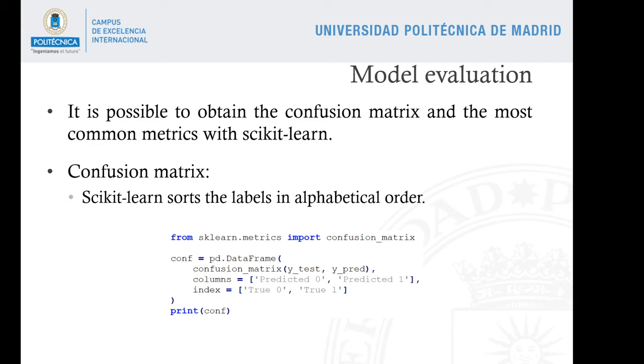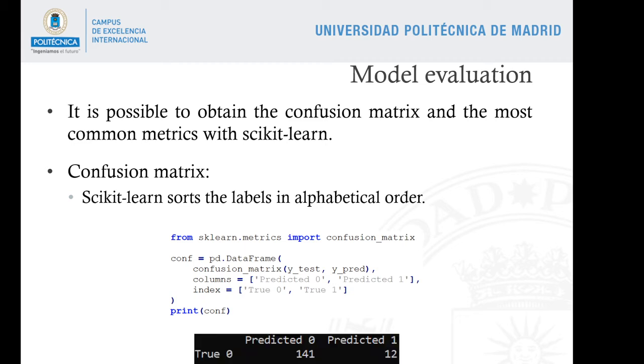values. So the first column will be the values predicted as 0. The second column will be the values predicted as 1. The first row will be the samples whose actual value is 0, and the second row the values whose actual value is 1. Obtaining something like this. So let's implement this.